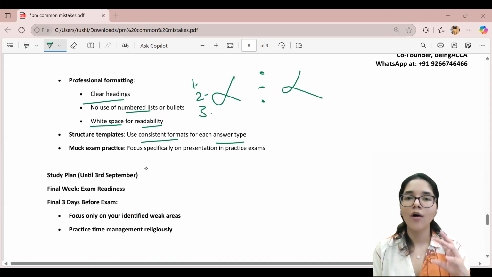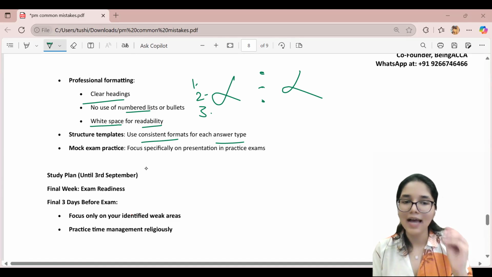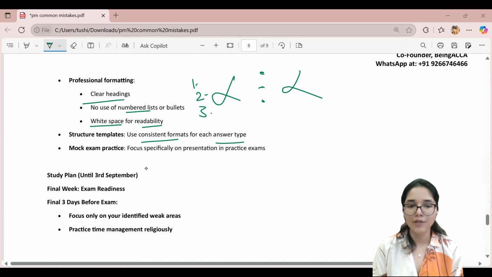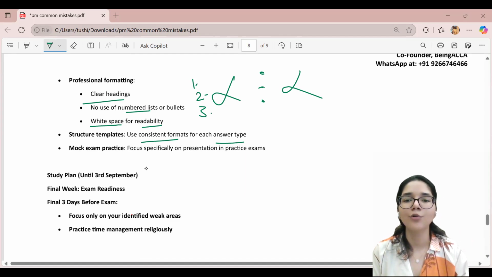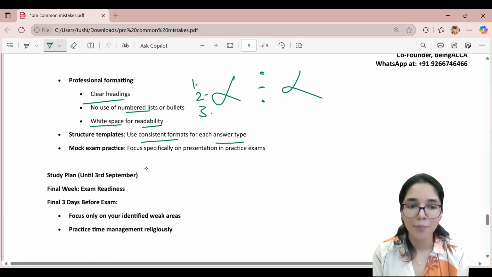Same thing is for your discussion based requirements. I have given you what format you people should be following. It should be easy to follow for the examiner, and make it as readable, as presentable as possible.